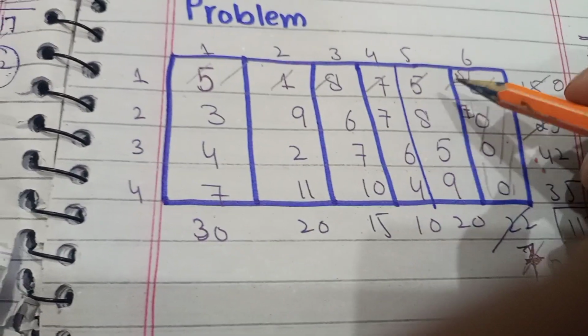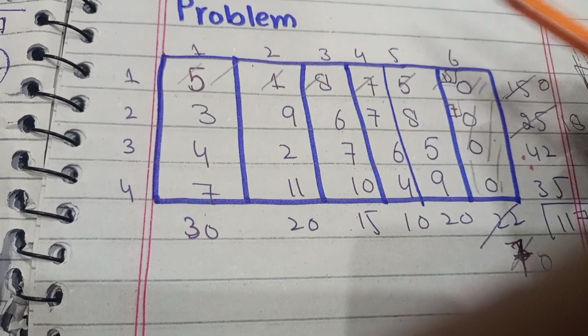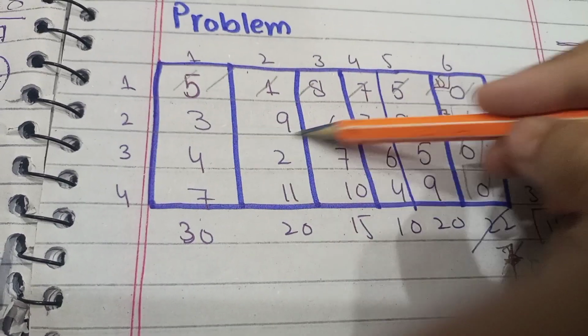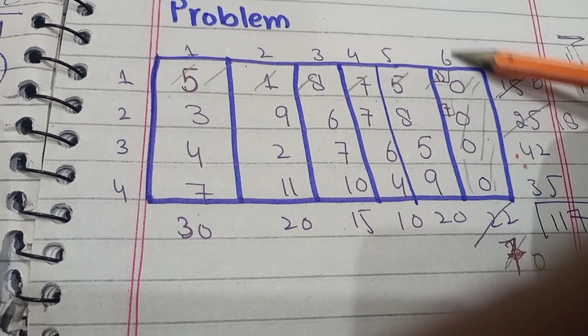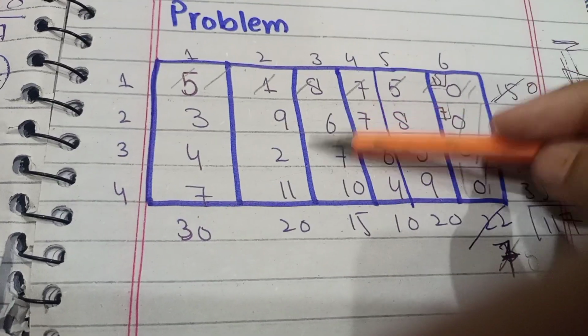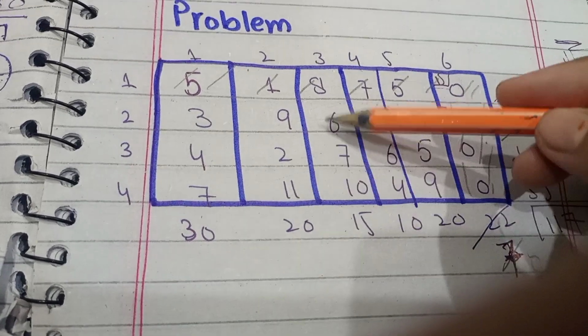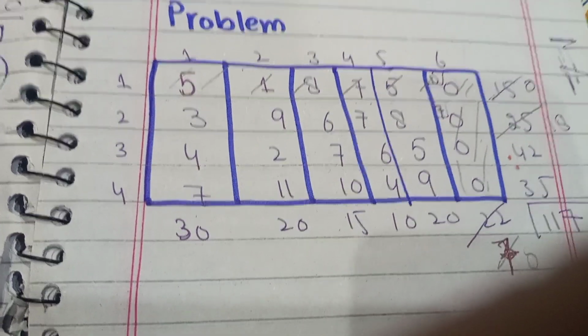This column is cancelled, that row is cancelled. Now we have 5 destinations and 3 sources. The first source is cancelled out, the last destination is cancelled out. Now we have this cost matrix. We will choose the least number in the cost matrix. The 2 is the least number, you can see.